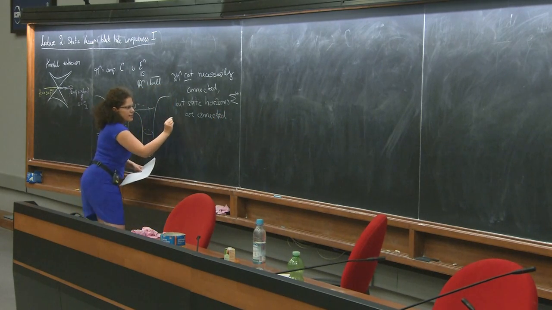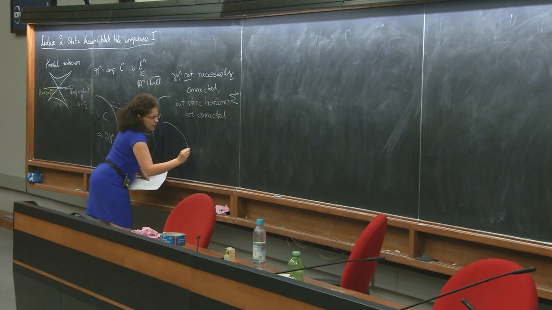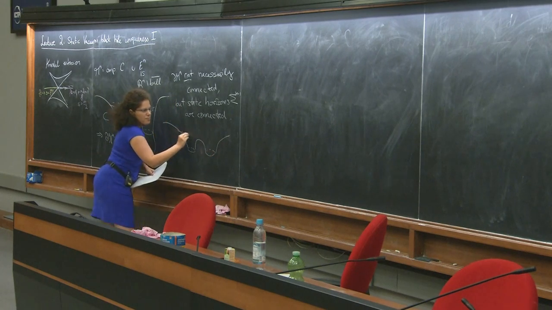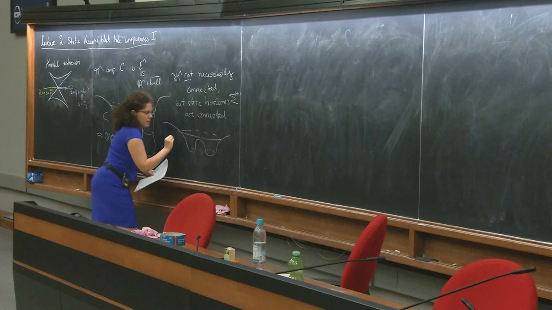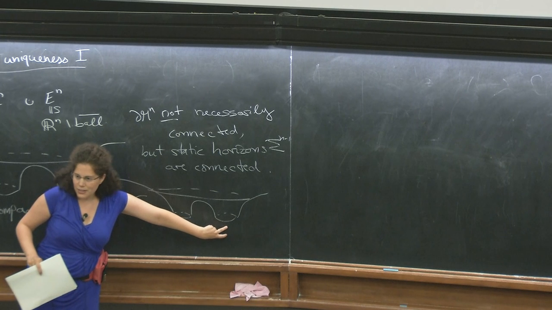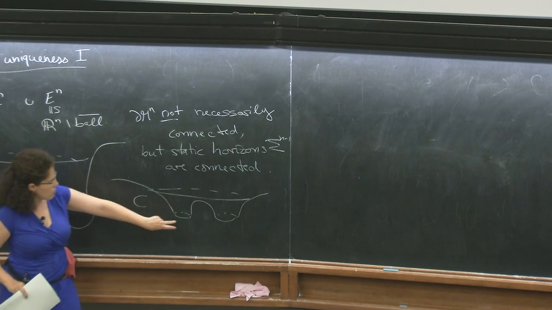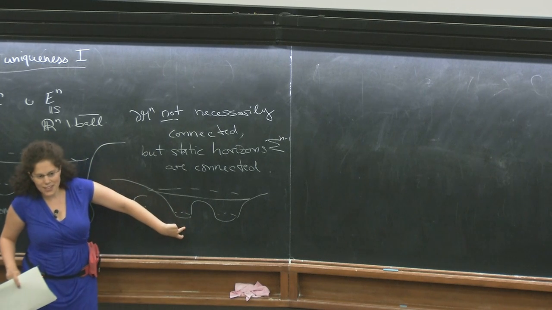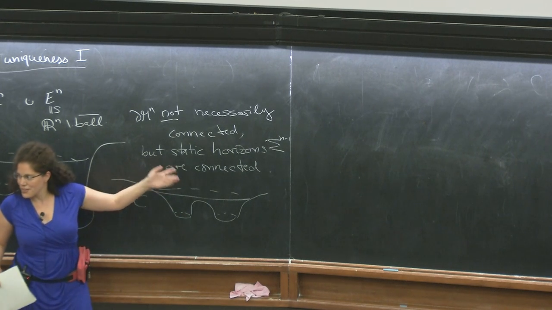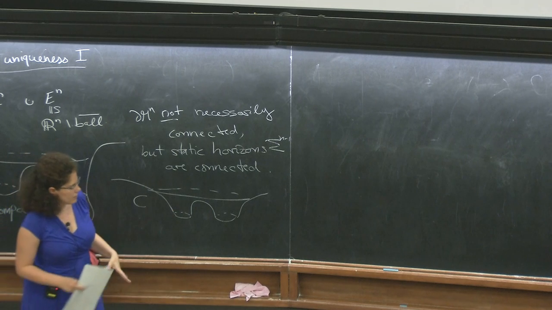So a picture like this shows you what I mean. Down here we would have our compact set C, and the boundary of M^n then has two components, and each of them could or could not be a static black hole horizon, depending on whether the function N vanishes and the mean curvature vanishes.